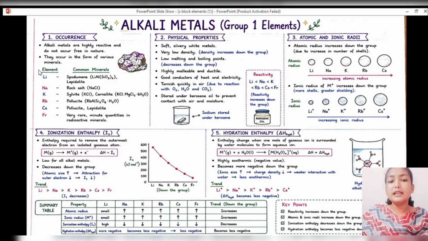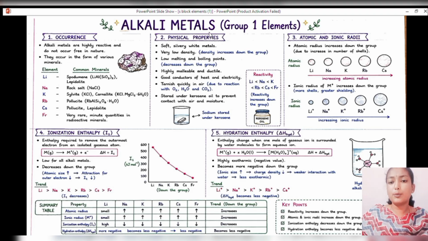We will see. Lithium is present as spodumene, lepidolite; sodium is present in rock salt; potassium is present in sylvite, carnallite; rubidium is present as pollucite; cesium is present as pollucite and lepidolite; francium is very rare, in minute quantity in radioactive minerals. Why is it very rare? Because francium is a radioactive element. It has an isotope 223, whose lifespan is only 21 minutes. Because of their highly reactive nature, they always want to exist in mineral form instead of the free state.